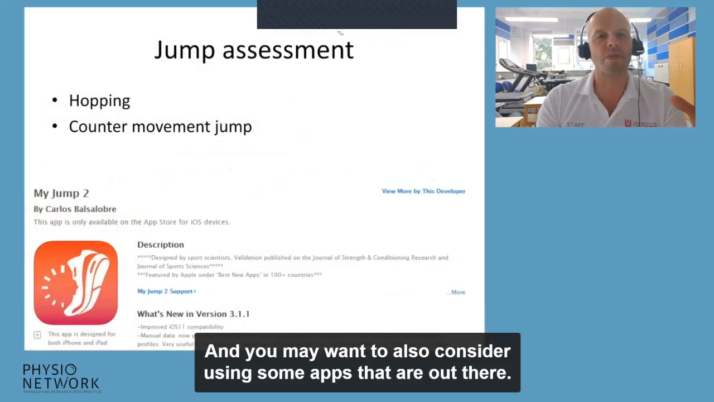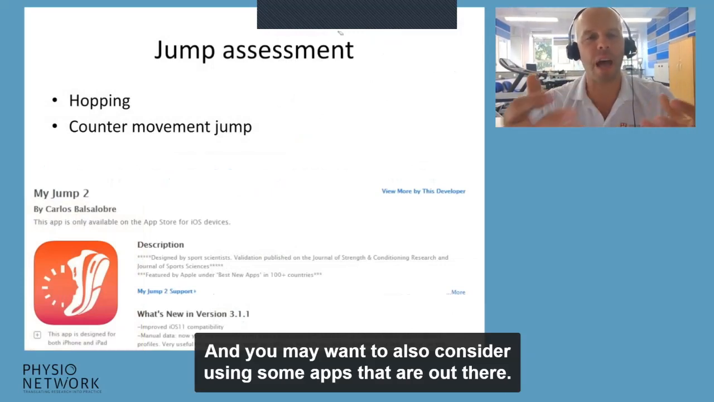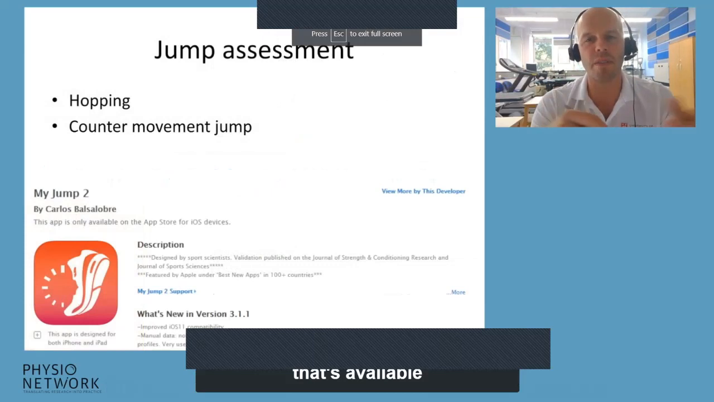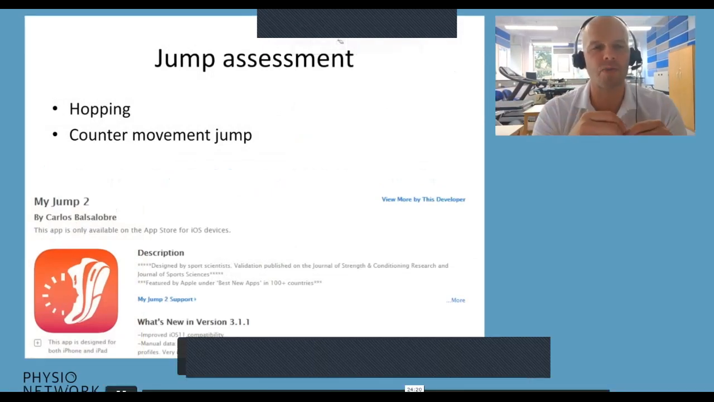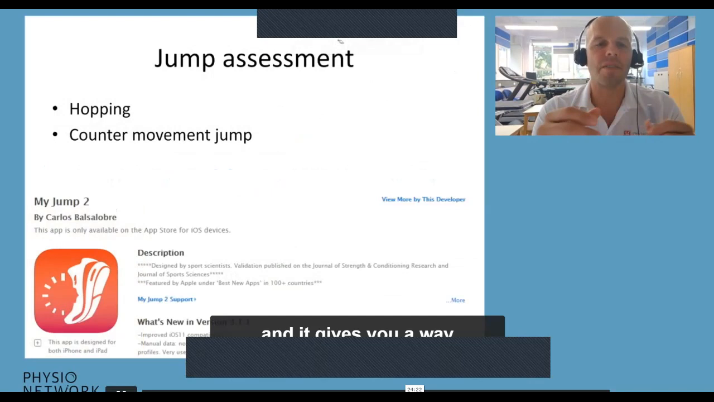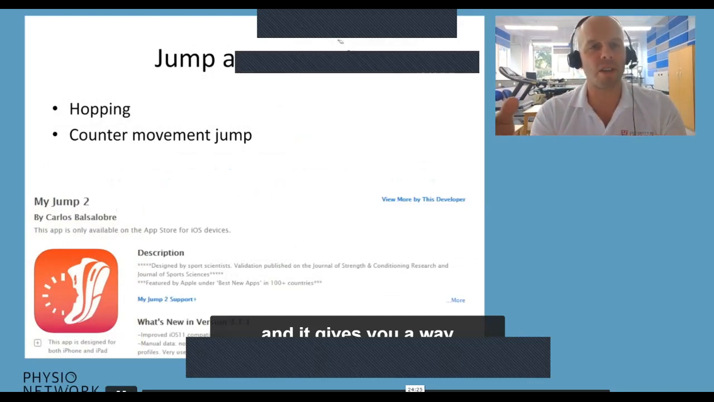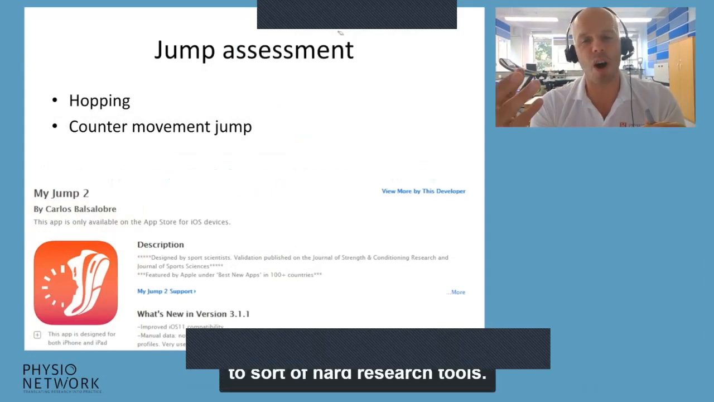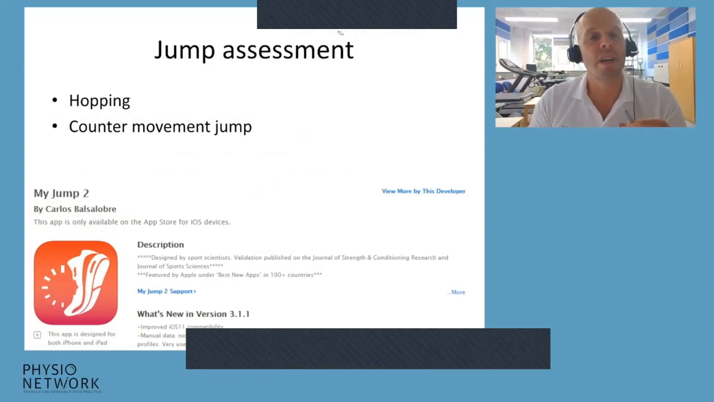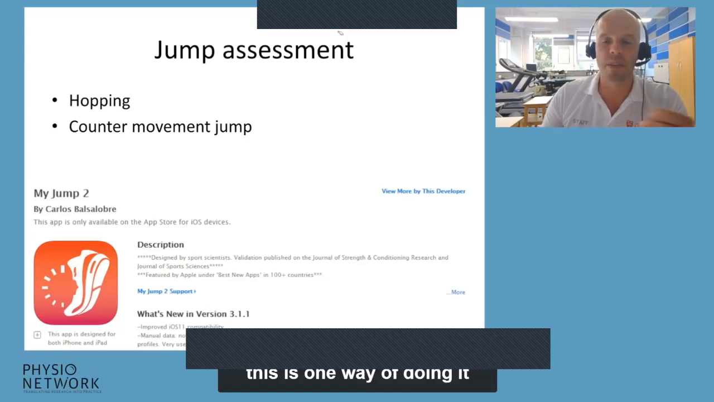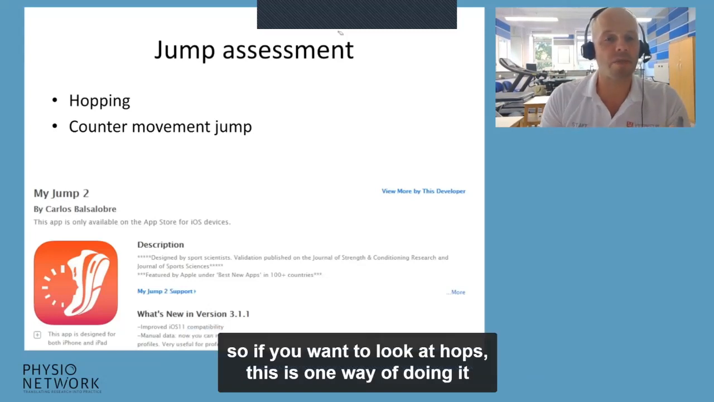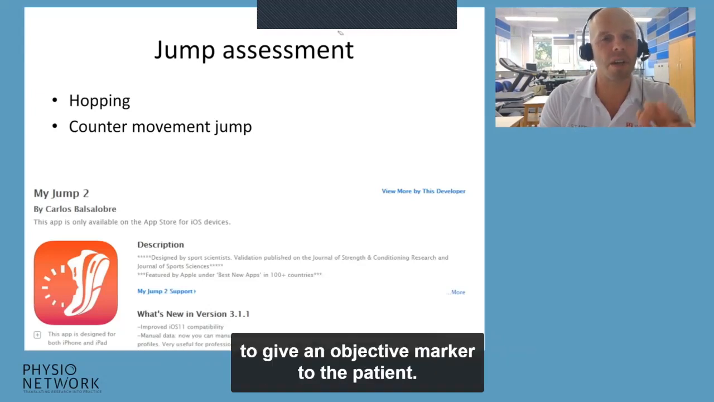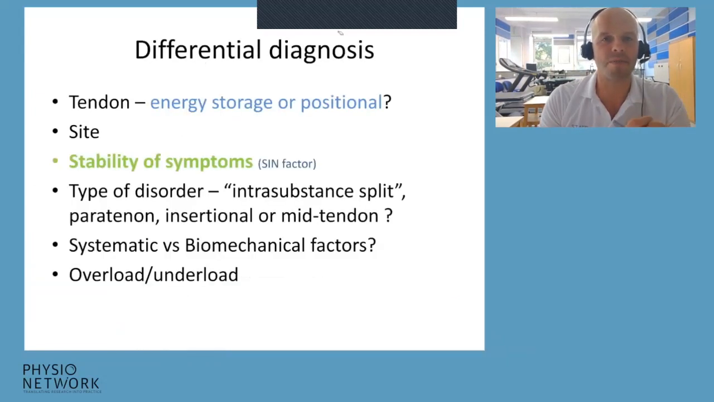And you may want to also consider using some apps that are out there. So My Jump is one of those apps that's available on iOS and Android, I think now, and it gives you a way of quantifying jump tests and hops, but actually linked to hard research tools. So this has been validated in the lab. So if you want to look at hops, this is one way of doing it and producing meaningful examinations to give an objective marker to the patient.